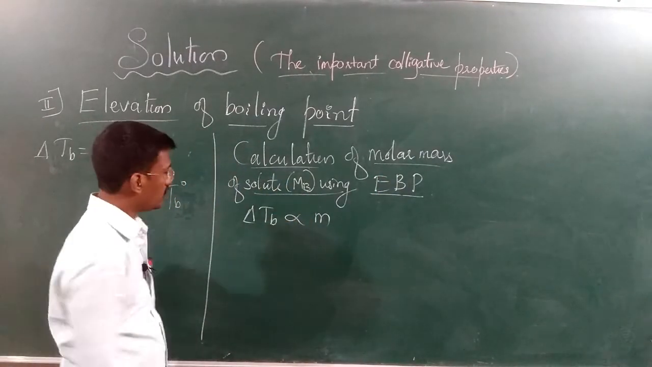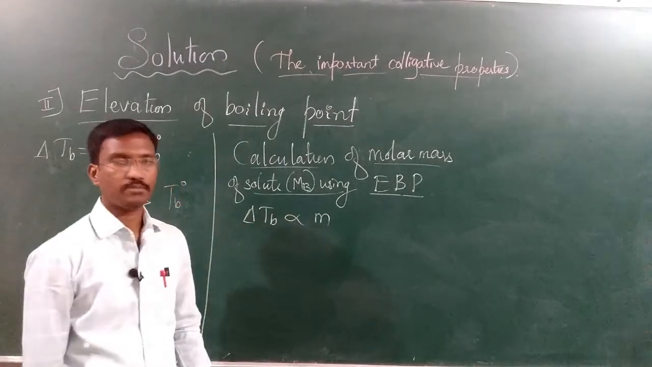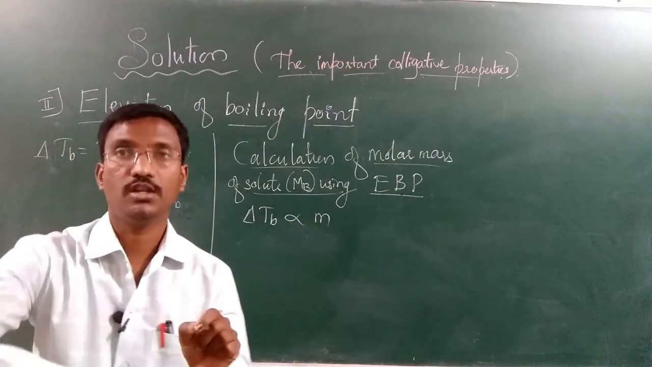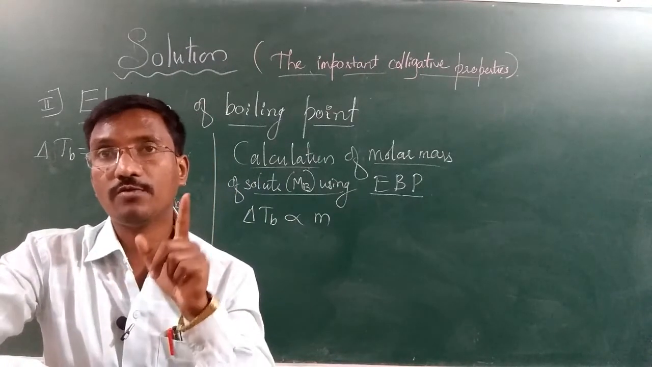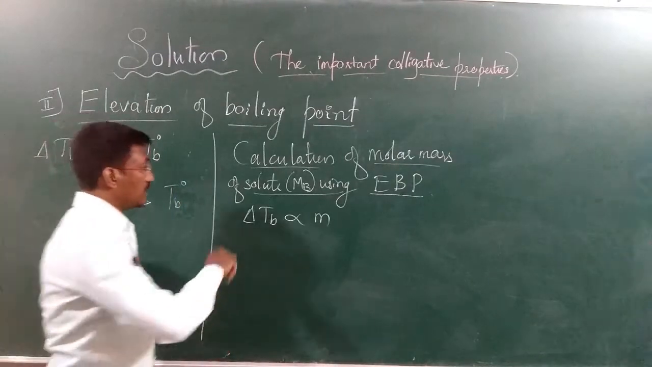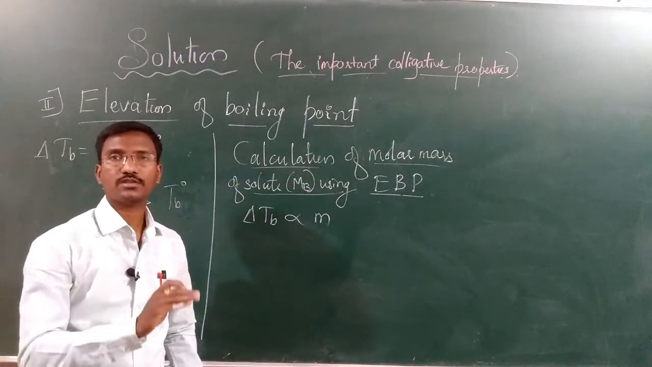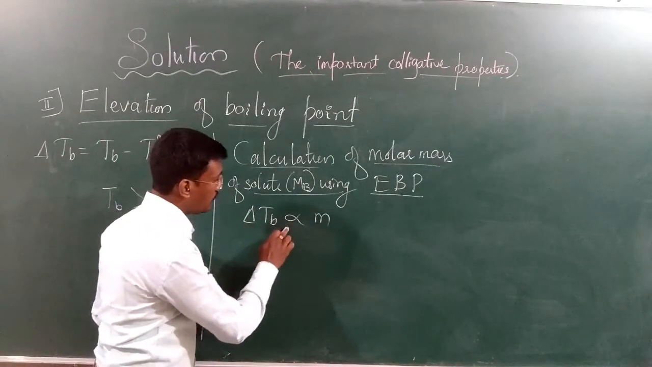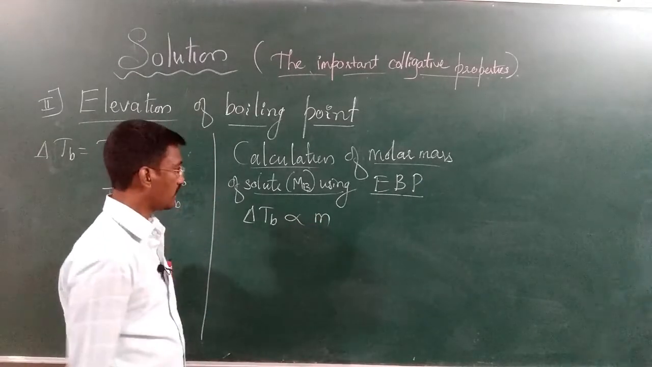With the help of this elevation of boiling point, we have to create the formula for molar mass of the solute. We know that delta TB is proportional to m. m is nothing but the mass of the solute present in the solution. Why? Because, as I said in colligative properties, it depends on the number of moles of solute, XB. For that reason, the boiling point of the solution increases, due to the presence of non-volatile solute. For that reason, delta TB is directly proportional to m. As m increases, delta TB increases.